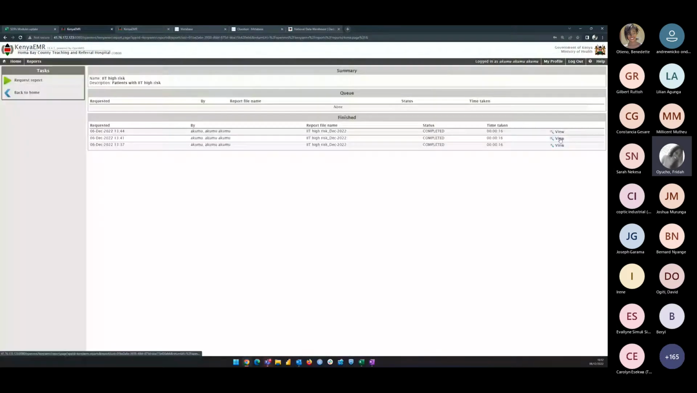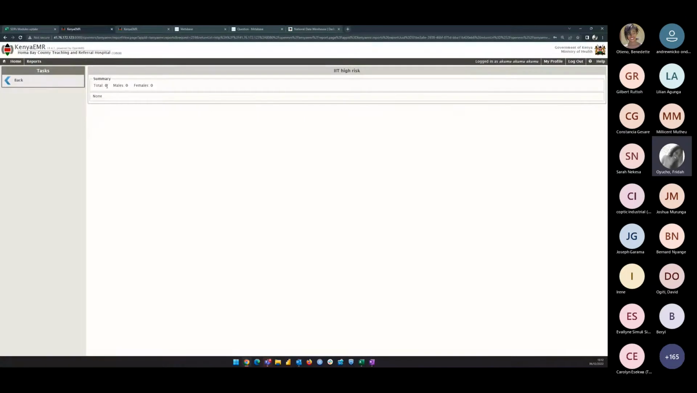I think I already did. So if you view, you see that we have a total of 0. So you'll be able to generate. The report shows as any other line list that we normally have in the EMR. So you'll be able to see the list of those patients who are at high risk of being IIT. Then now you can follow up with the individual patients and just ensure that they don't end up being IIT in the near future. That is from the report level.